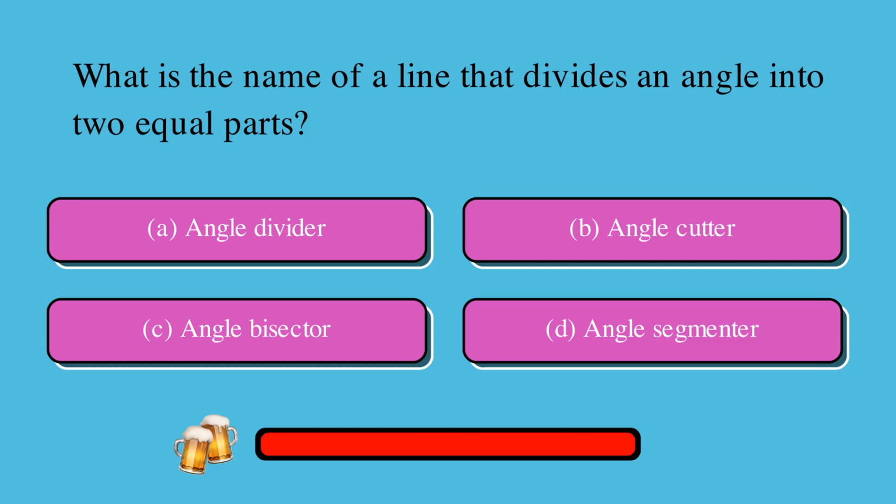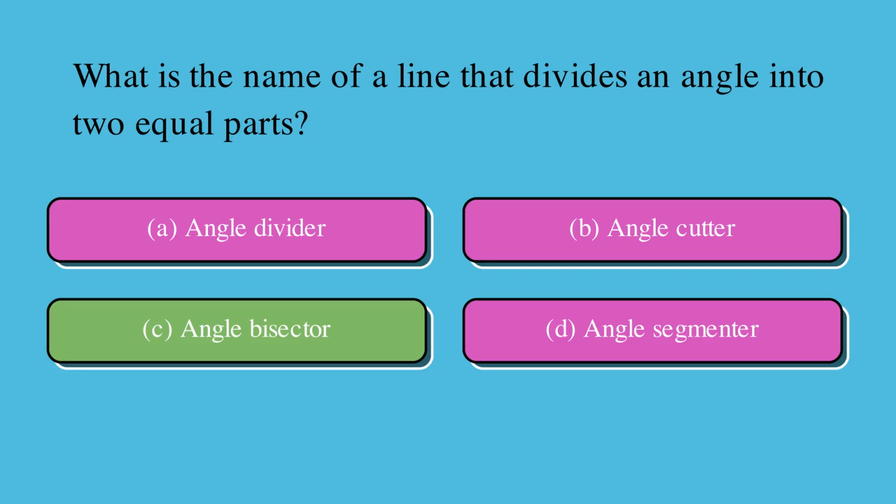What is the name of a line that divides an angle into two equal parts? Is it A, angle divider, B, angle cutter, C, angle bisector, or D, angle segmenter? The correct answer is C, angle bisector.